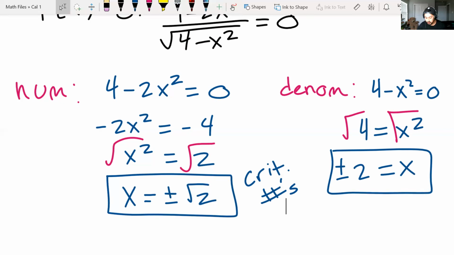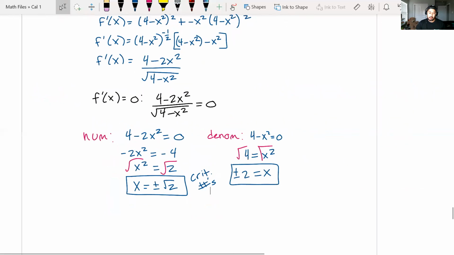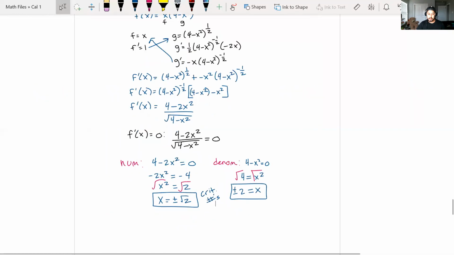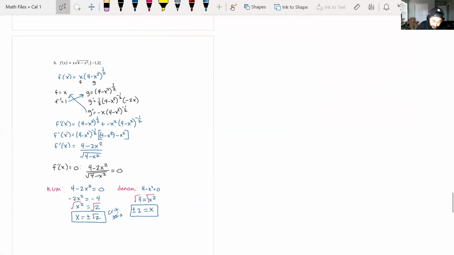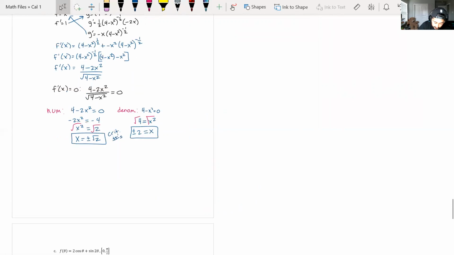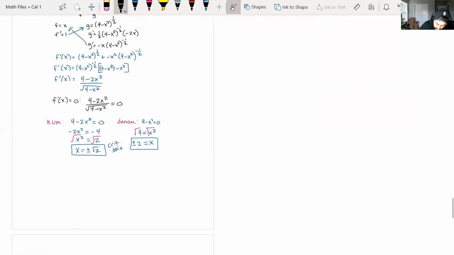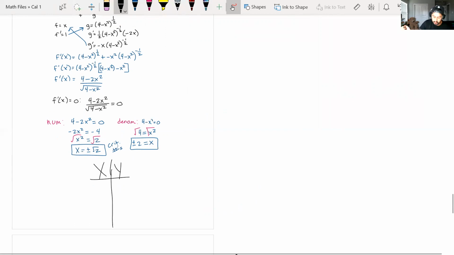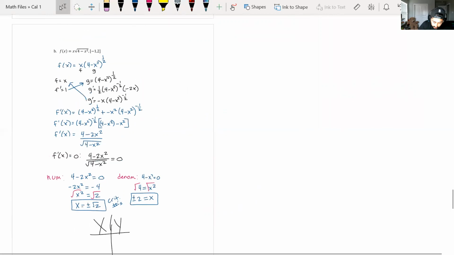Okay, well, now we have to see, do these numbers fit on this interval, right? Do they fit on this interval? And let me make my little XY chart here. X, Y. I'll first plot my endpoints, which were what? Negative 1, 2.